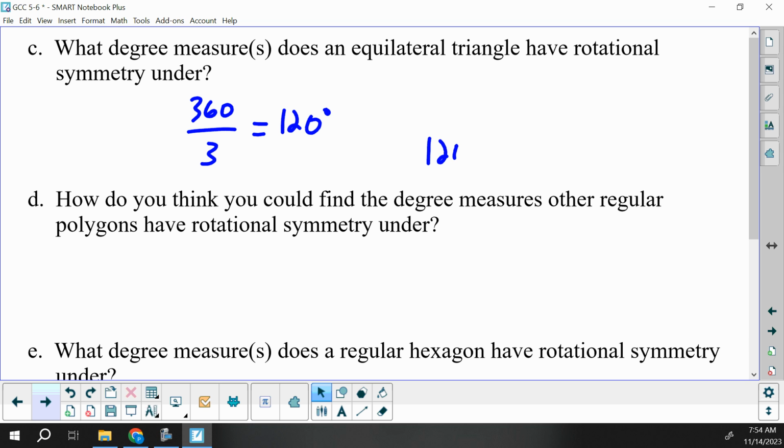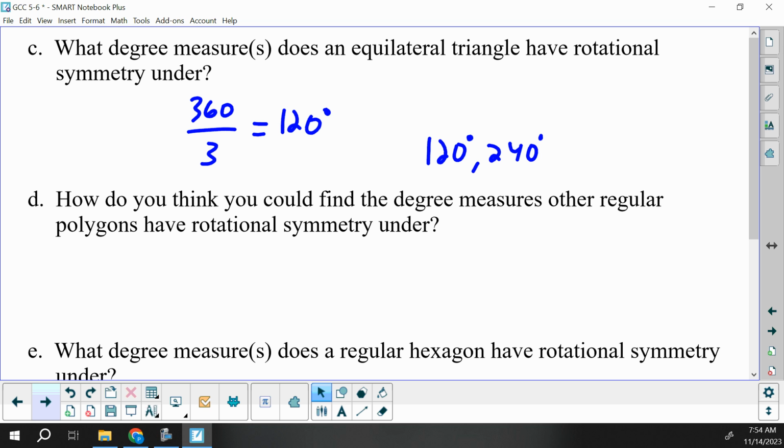So 120 will be our first one. If we add on another 120, that'll give us 240 degrees. And if you add on another 120, that'll take us back to 360. And again, we don't include 360 because every figure has 360 degree rotational symmetry. So we don't include that.